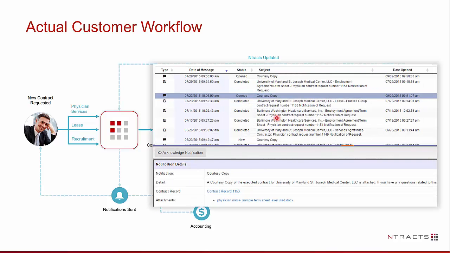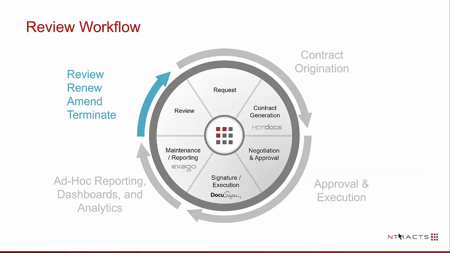We use these things called courtesy copies, so once we execute a contract, we're sending the information over to other parts of the organization, to other departments to tell them this is what you need to know for your system. So fast forward, Ntracts is sitting upon thousands and thousands of contract records with all kinds of termination dates, all sorts of review dates, all sorts of other data that may dictate some sort of review by the organization.